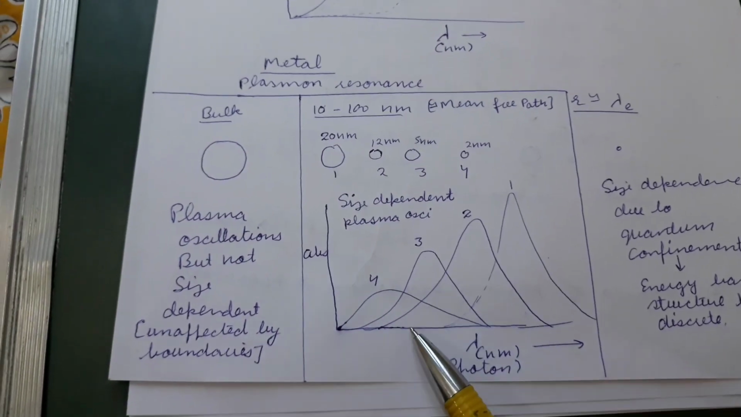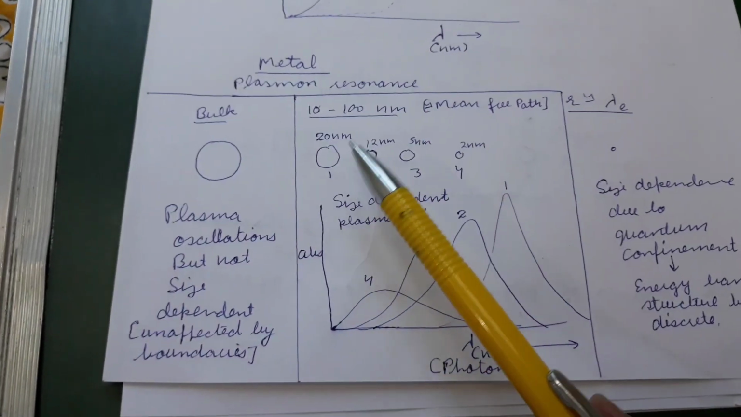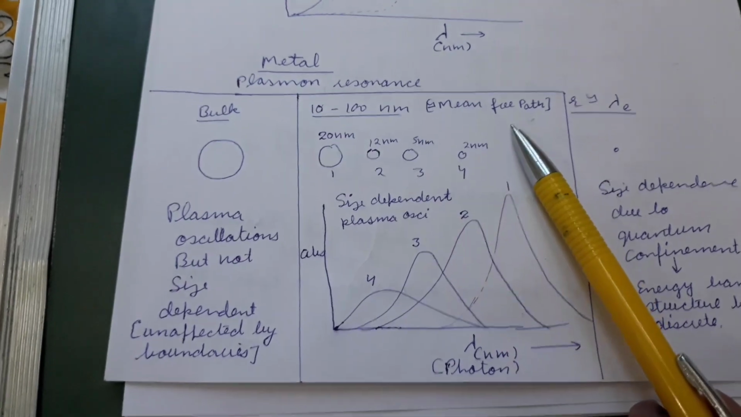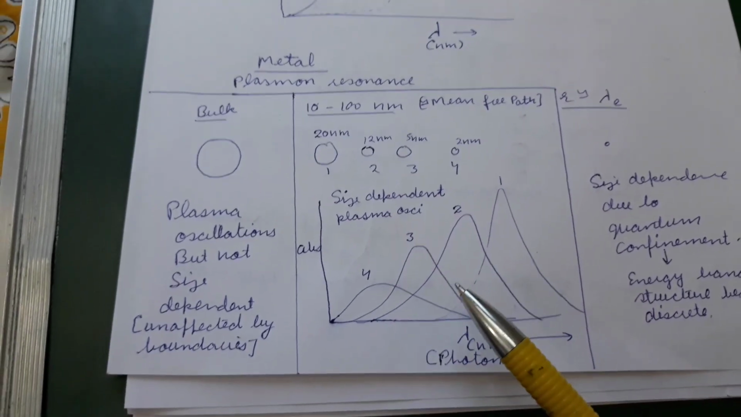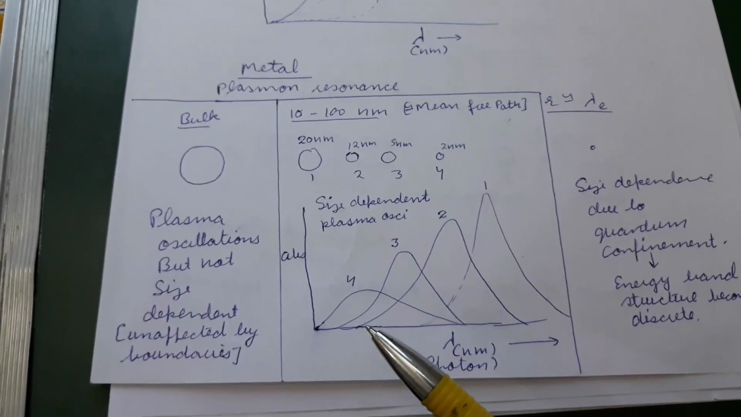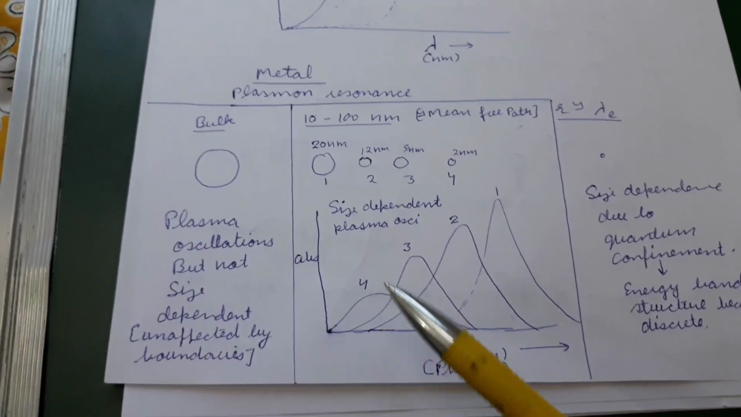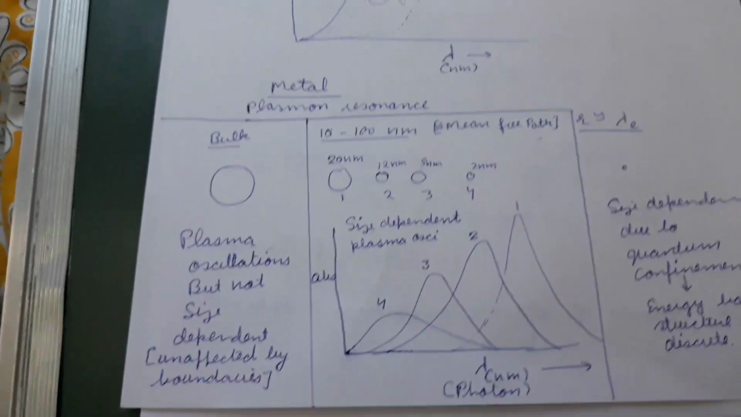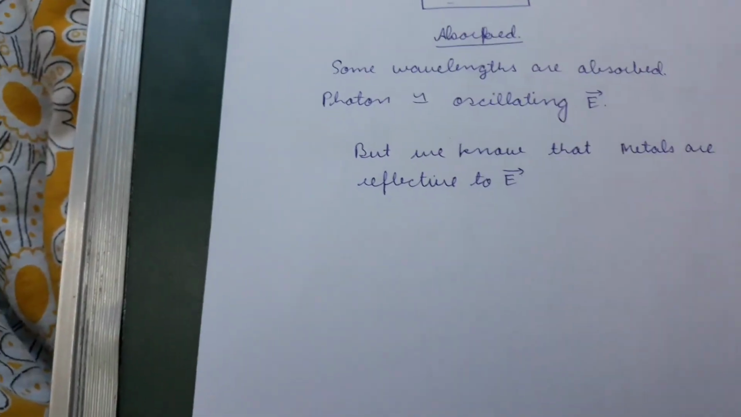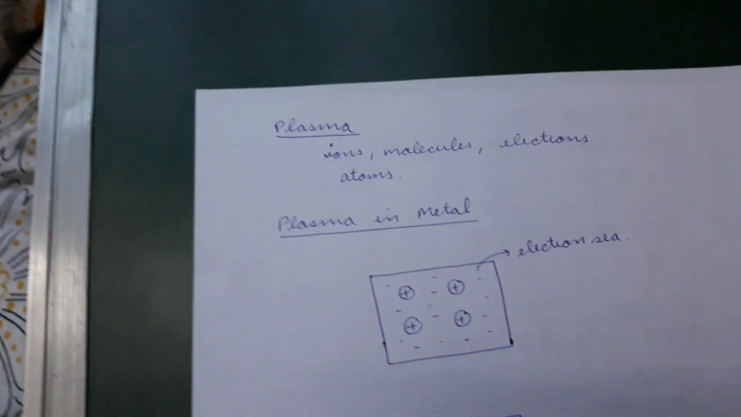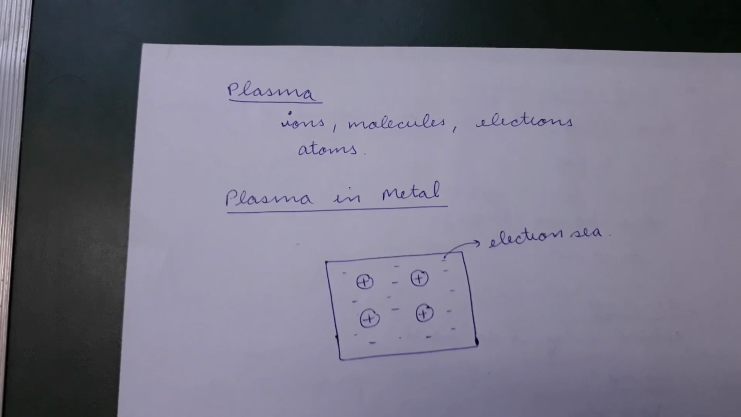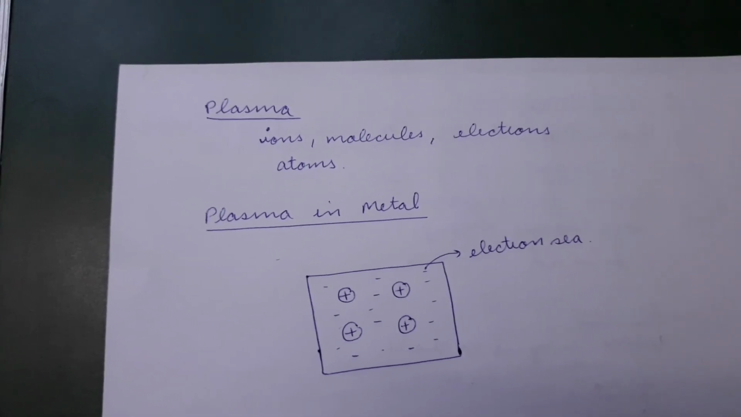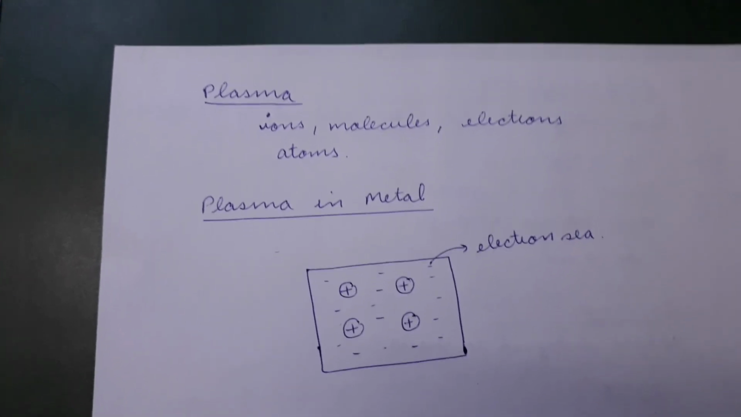At a larger size, when the size of the material is of the order of its mean free path, it is size dependent, but the reason for this size dependence is the size dependence of plasma oscillations. So now first of all, let's discuss what plasma oscillations are. First of all, what is a plasma? If we have ions, molecules, electrons, atoms, a mixture of all of these is called plasma.